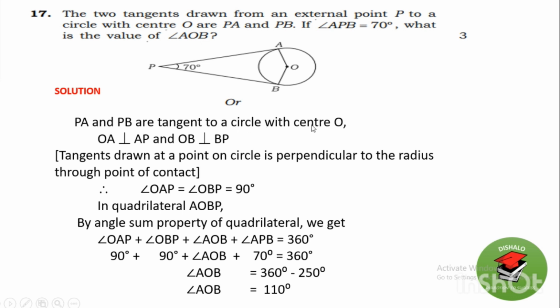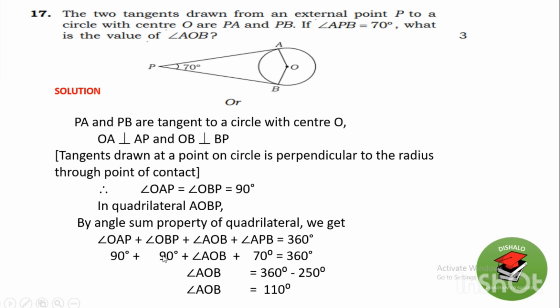Since PA and PB are tangents to the circle, I said that OA is perpendicular to AP and OB is perpendicular to BP. Why? This is a theorem that the tangent drawn at a point on a circle is perpendicular to the radius of the circle through the point of contact. Therefore, these two angles are 90 degrees. So, this is a quadrilateral, and we know by the angle sum property of a quadrilateral, if we add the 4 angles of a quadrilateral, we'll get 360 degrees. So, angle OAP, this angle, plus OBP, this angle, plus AOB, this angle, plus APB is 360 degrees.